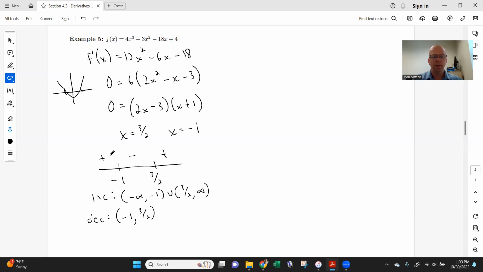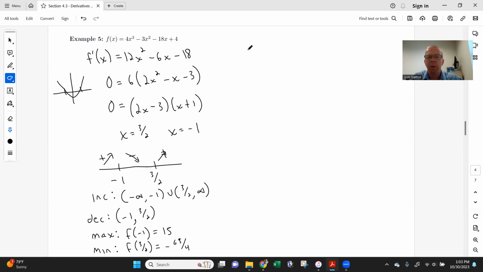All right, and then if it helps, draw the arrows. So increasing, decreasing, increasing. So maximum, minimum. So maximum, we're going to plug in -1. So f of -1 would come out to 15. And then the minimum, plug in 3/2. And that should come to -65/4. All right, and then so increasing, decreasing, max, min.